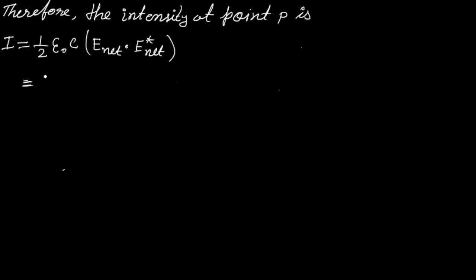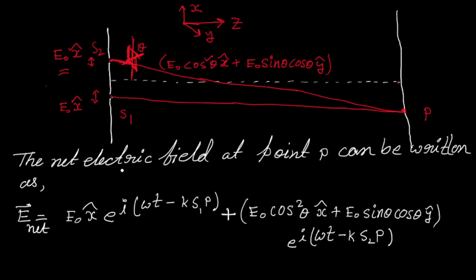When you put in these values, you can take a look here. All the terms will contain E naught and e to the power i omega t. So E naught and e to the power i omega t will be associated with each term, so we can take them common.